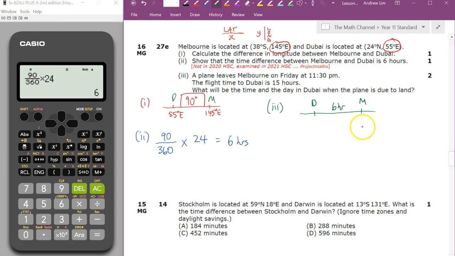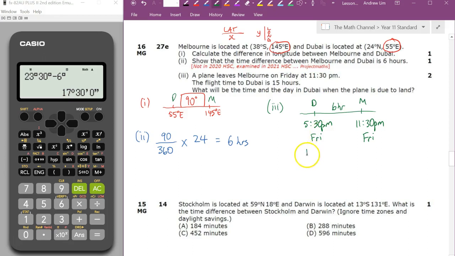Plane leaves Melbourne, Friday, 11:30 p.m. Flight time to Dubai is 15 hours. What will be the time and day in Dubai when the plane is due to land? So we're going to calculate the Dubai time when the plane left. So I'm just going to minus the 6 hours. So this is PM. Let's turn it into 24-hour time. 23 hours and 30 minutes. And minus our 6 hours. 5:30 PM. Still the same day. Still Friday. Alright, so that's when it left.